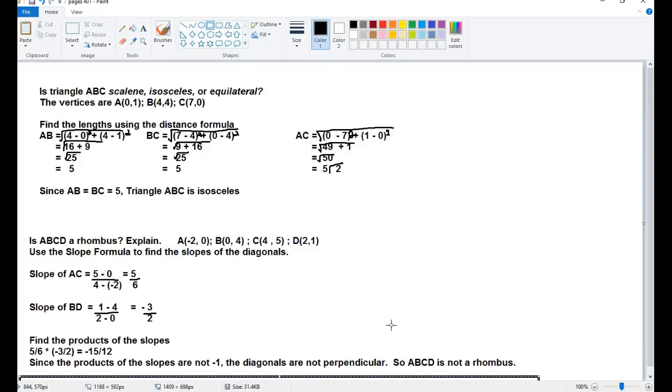be a rhombus. I'm going to give you another one where I give you the coordinates, and I'm asking you, is this going to be a rectangle or a square?